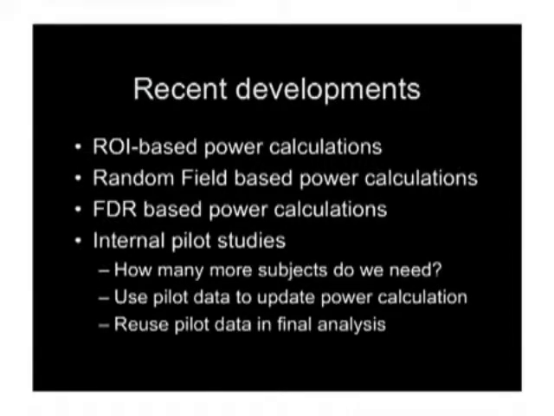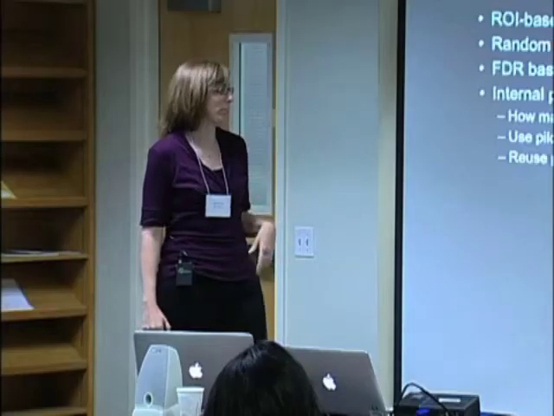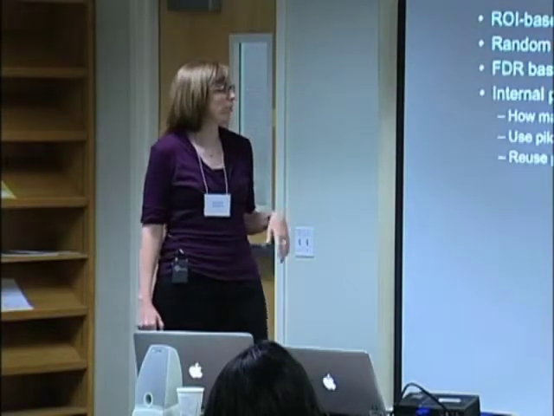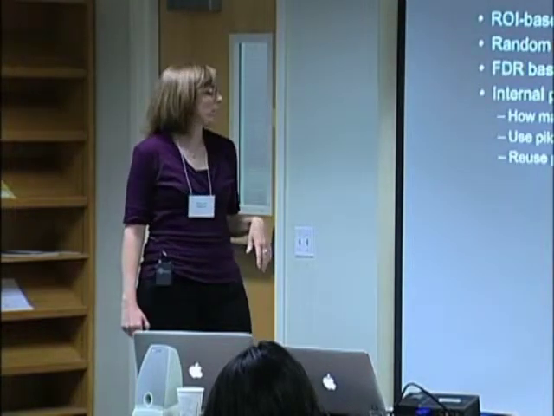Then the next approach is a random field-based power calculation, which allows you to look at power on the brain, so you can get maps of power. And they're corrected for multiple comparison issues that come up in fMRI data. And then there's a false discovery rate approach, which is similar to the random field approach, except it's controlling false discovery rate. And that's a newer method that was recently introduced.